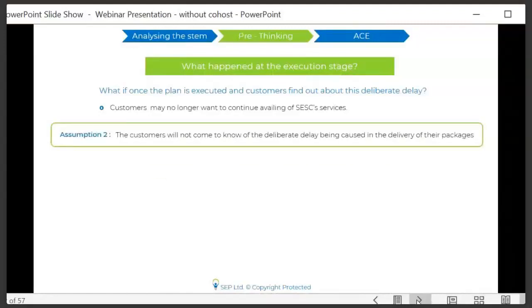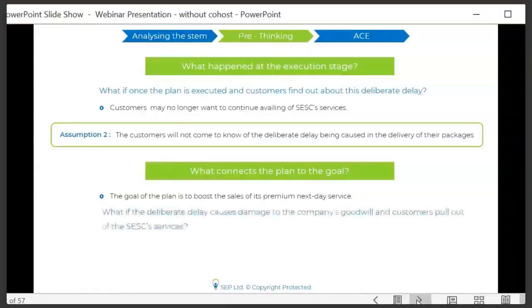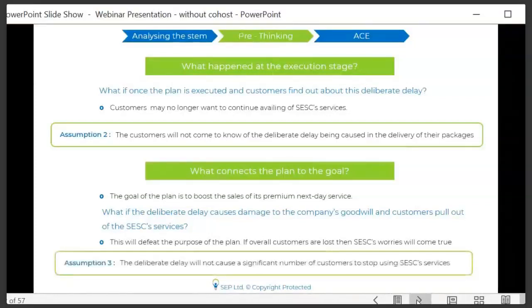The third step is to think what connects the plan to the goal. So, what happened during the planning stage, what happened at the execution stage, and what connects the plan to the goal. Now, the goal of the plan is to boost the sales of its premium next day service. Now ask yourselves, what if the deliberate delay causes damage to the company's goodwill? Somehow it makes the customers feel that the company is not doing its job, that it is shoddy, tardy and delaying. In that case, what will happen? That will defeat the purpose of the plan. If overall customers are lost, then SESC is really going to lose business. All its worries will come true. So the assumption being made here is that deliberate delay will not cause a significant number of customers to stop using SESC services.